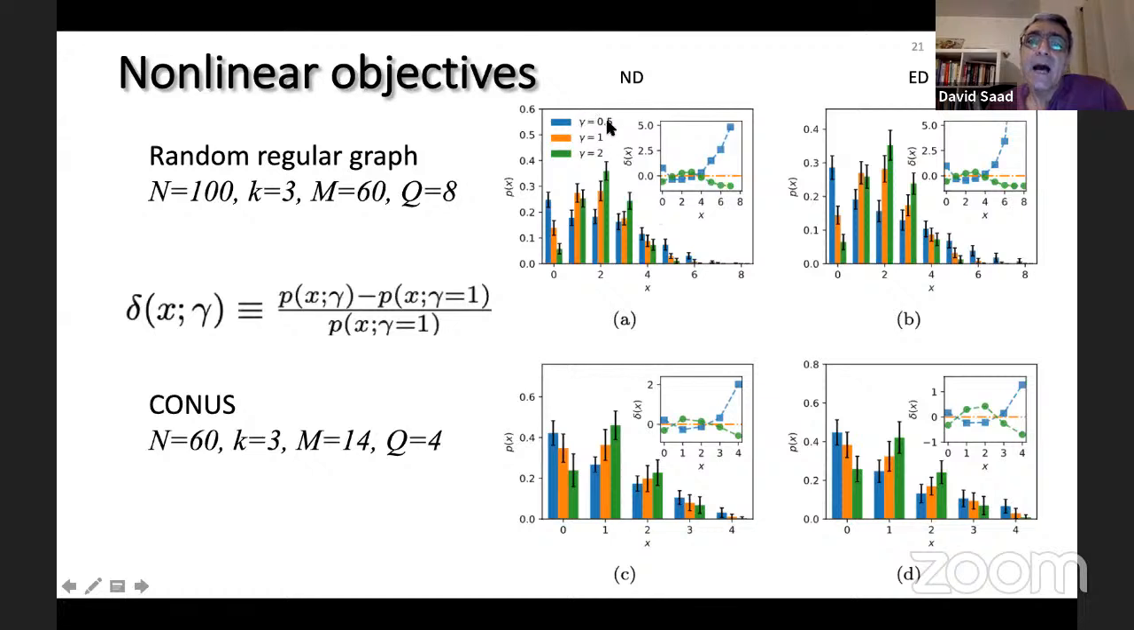When we look at gamma equals 0.5, you can see that the number of non-traffic bearing edges increases, and there is an increase also on the very right. Delta simply considers, so orange is gamma equals 1, blue is gamma equals 0.5, and green is gamma equals 2. And this is the increase in the more loaded edges, or a reduction in the more loaded edges as we introduce the nonlinear objective. So this is for random regular graph. This is for the CONUS network.